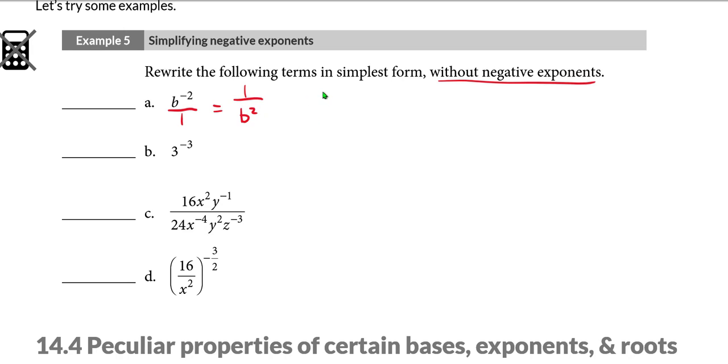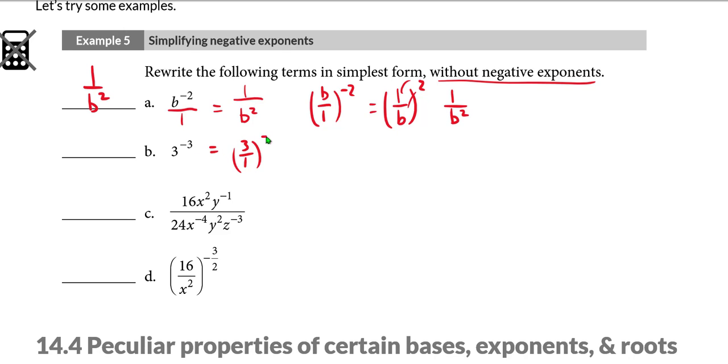Just so you know, the reciprocation method would look like this. So we have b over 1 to the negative 2. We reciprocate, 1 over b. Exponent becomes positive. Distribute the outside exponent to the inner terms, and we get 1 over b squared. Same answer. 3 to the negative 3. Let's do reciprocation this time. So 3 over 1 to the negative 3.